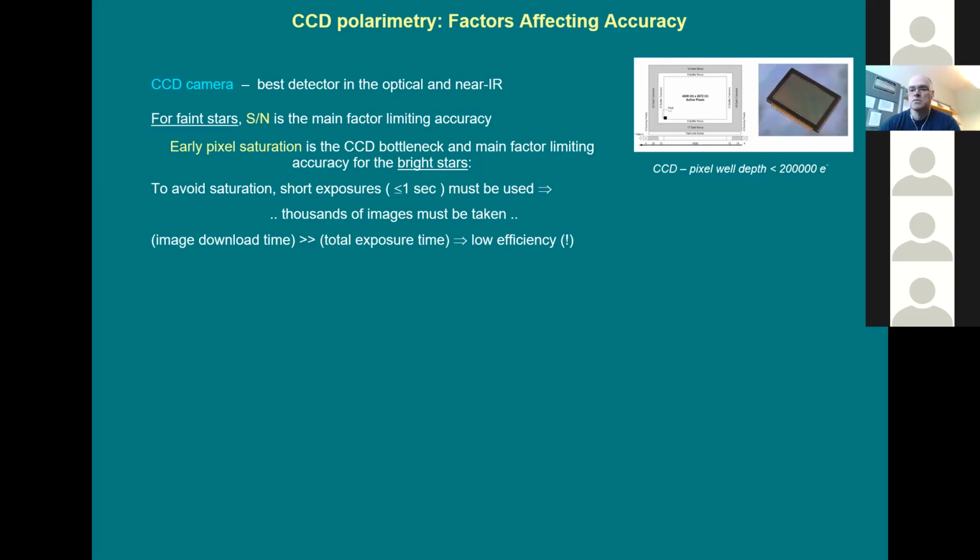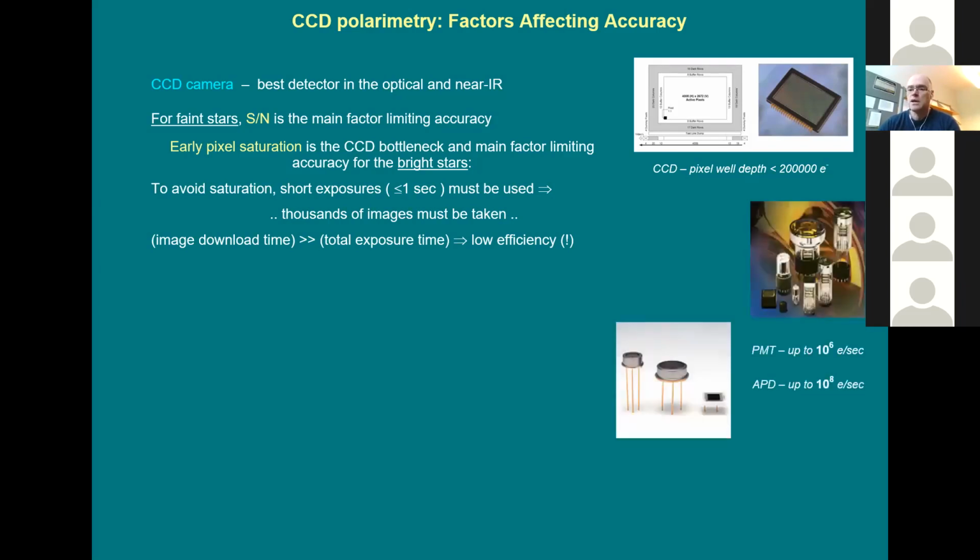Because typical CCD image download time is somewhere between, let's say, 20 to 50 seconds, the overhead spent on download is much larger than the total exposure time. So such observations become very inefficient and cannot be used in practice. So, not surprisingly, photomultiplier tubes and avalanche photodiodes have been considered the best detectors for the high precision polarimetry domain.